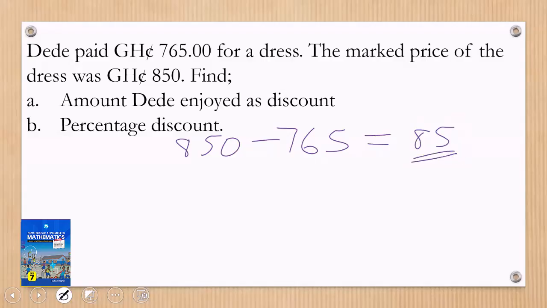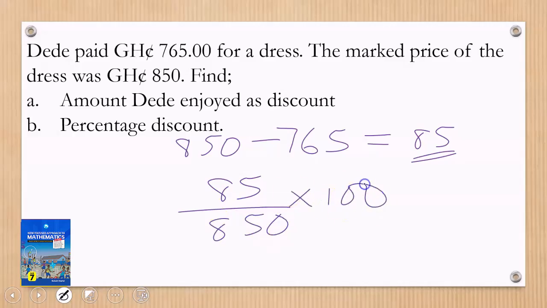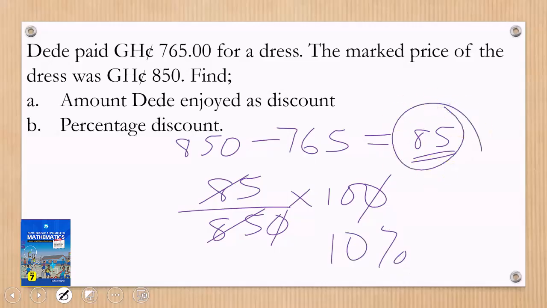And then if you want to find the percentage of this amount, it becomes 85 divided by the original price of the product, times 100. Of course, we can do this and that. 85 will divide this, then we have 10%. That means she was given 10% discount, and that is why she had 85 Ghana cedis free to enjoy.